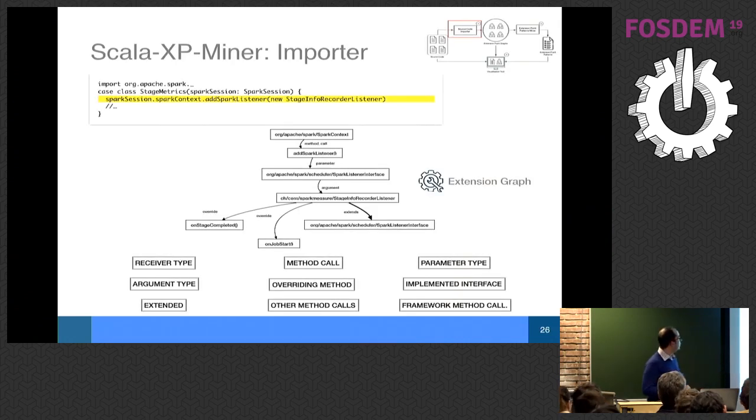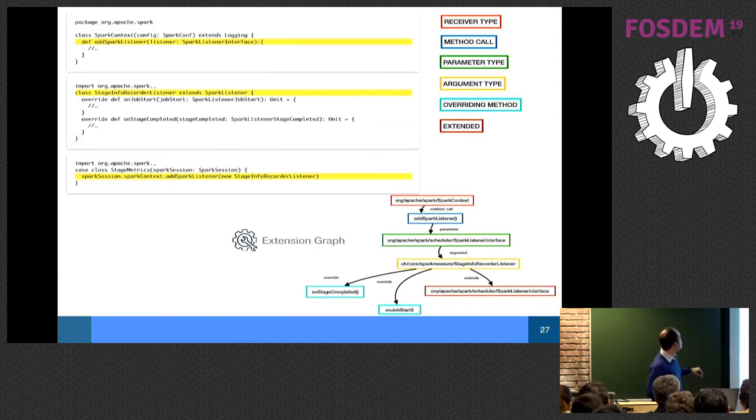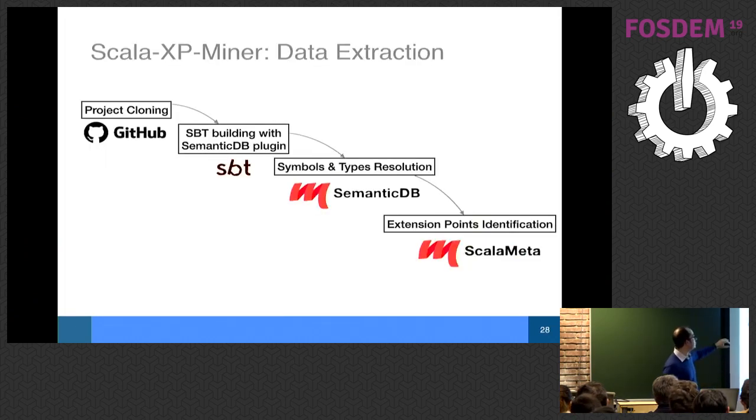Now, we performed a case study in which we developed an importer for Scala. First of all, we are able to mine the source code. We are able to tag each part of the source code. And based on this tagging, we are able to extract all the data that we need. So we clone the projects, then we compile the projects, we do type resolution, and just after this, we are able to understand which are the extension points.